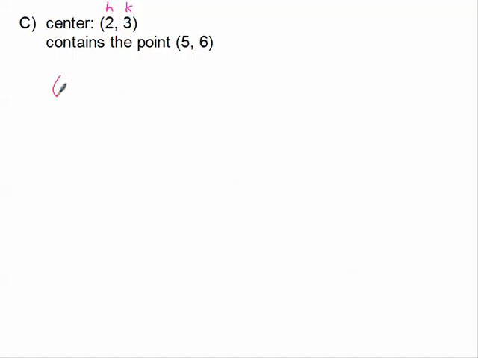I know that I can go straight into our standard form, at least the left side, since h is 2, (x minus 2) quantity squared. Since k is 3, I've got (y minus 3) quantity squared. Again, the question is, what is my radius, or my radius squared?